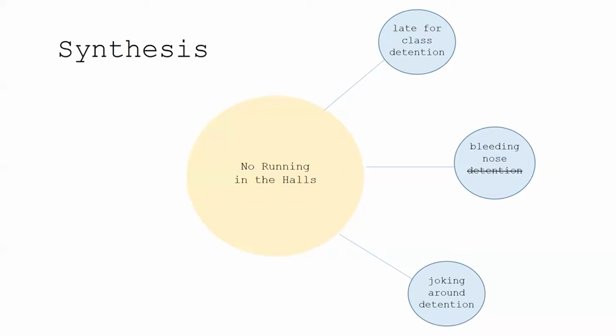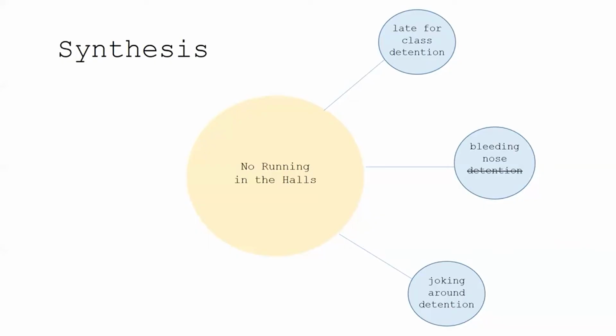So let's look at 3 specific cases that involve running in the halls. So first, in the first case, the student was late for class, and so the student was running in the hall. In that case, the student was given a detention. In the next case, the student was running in the hall, likely to get to the nurse because the student had a bleeding nose. In that case, the student did not receive a detention. In the third case, the student was joking around and running in the halls, and that resulted in a detention.